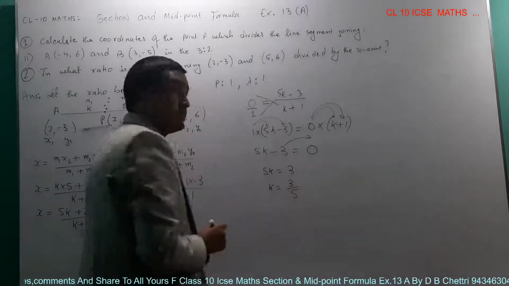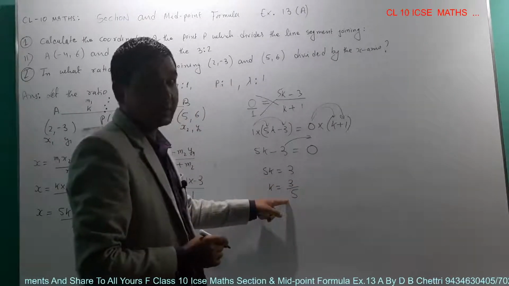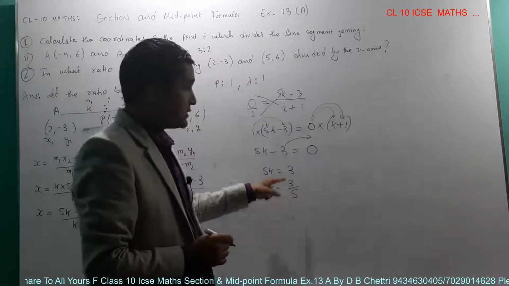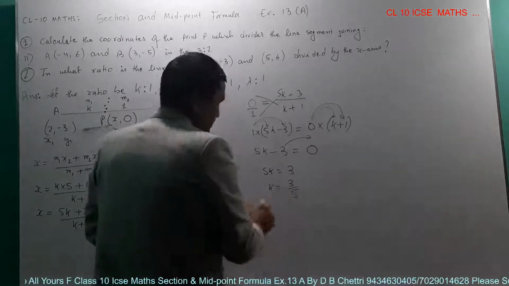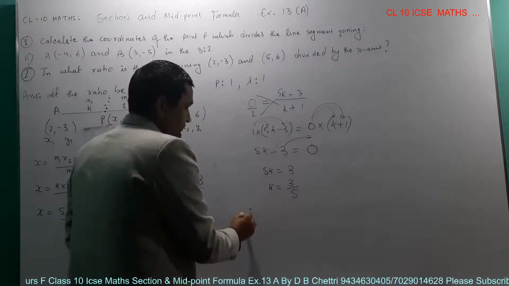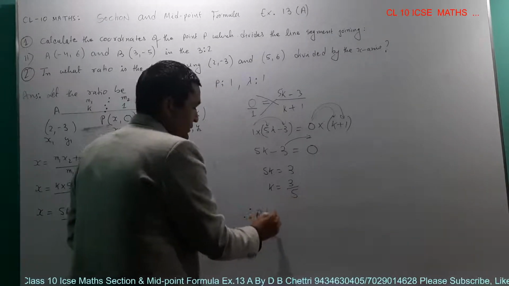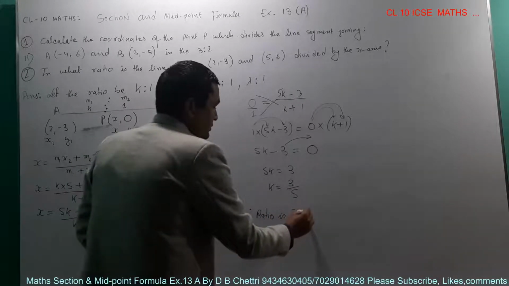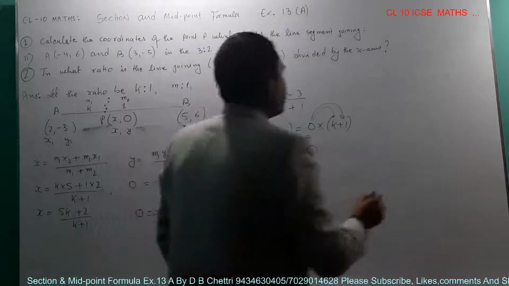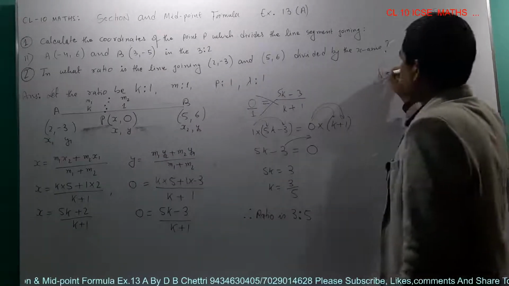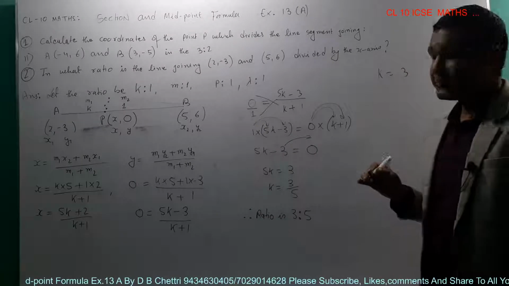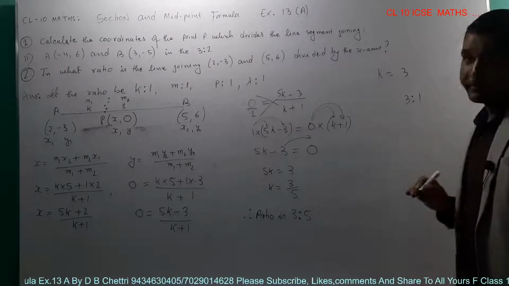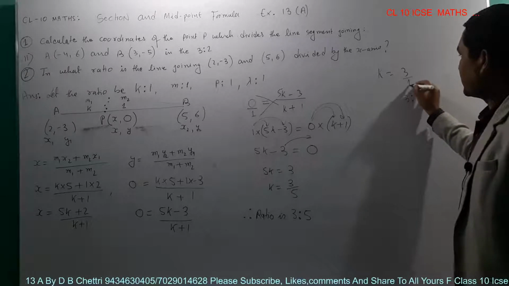Now we got the ratio. What is the ratio? 3:5. Whatever fraction you get, that is the ratio. Therefore, the ratio is 3:5. If you got only one value, suppose k is equal to 3, how do you write the ratio? If you got only k equal to 3, then write 3:1, because there is always 1 in the denominator.